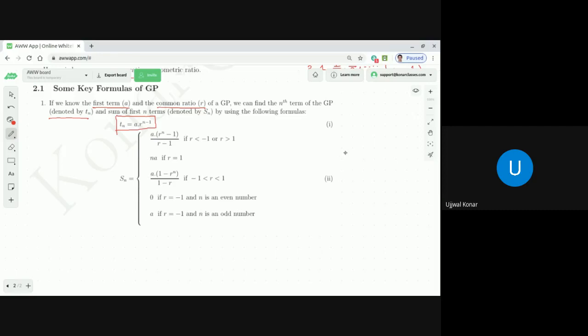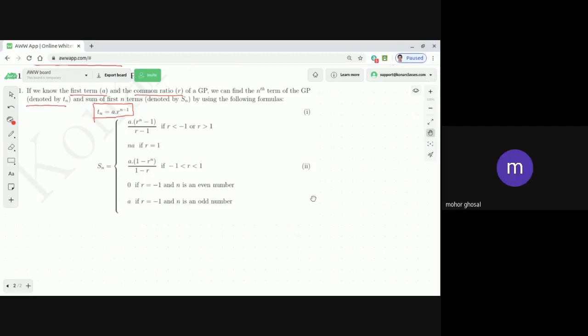I can write it along while I'm saying. So it is Sn equal to A into R to the power n. First you find that, then subtract 1, R to the power n minus 1 by R minus 1, when R is less than minus 1 or R is greater than 1. Correct, dear students?